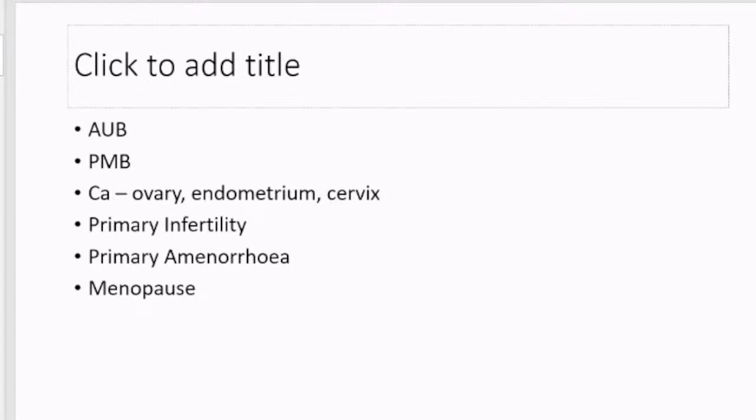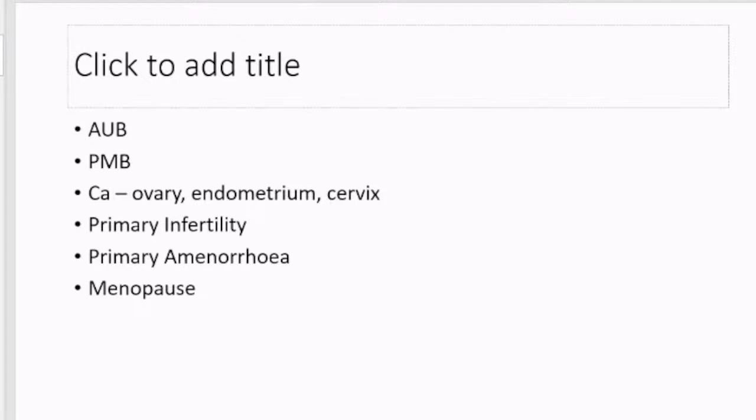Now, how will you take a clinical history? When you're talking of the history, you just think about PALM-COEIN. So you say polyp, adenomyosis, leiomyoma, malignancy with endometrial hyperplasia. So if it's a polyp, what would this patient have? Apart from heavy menstrual bleeding, she would have intermenstrual bleeding. She might have discharge PV, which could be foul smelling. So you say that you're looking for those things.